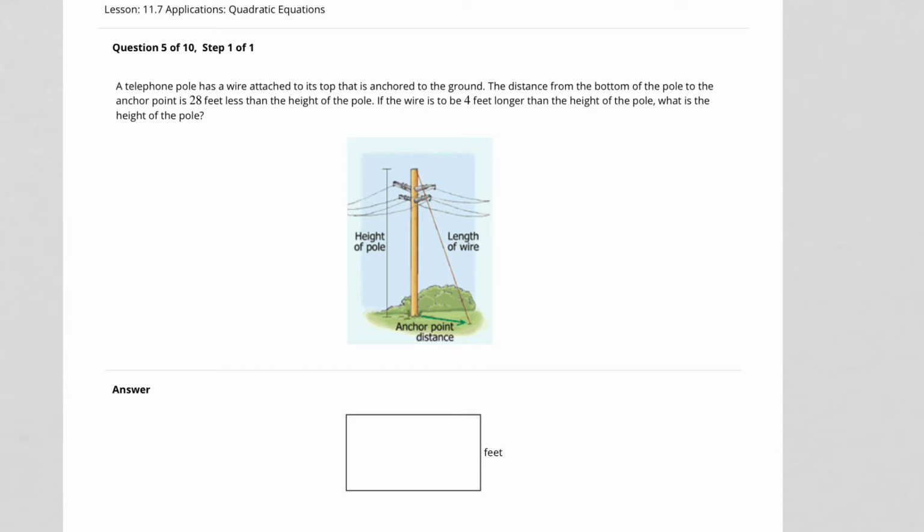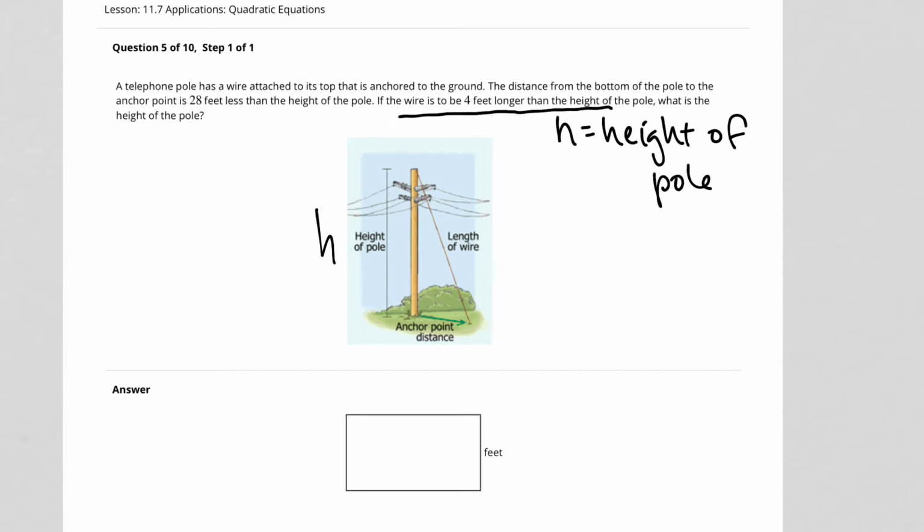Our very first step is to define our variables. So h is going to be the height of the pole. So in this picture, that's h. It tells me the wire has to be 4 feet longer than the height of the pole, so this measurement here is going to be h plus 4. And the distance from the bottom of the pole to the anchor point is 28 feet less than the height of the pole. So this distance here is h minus 28.